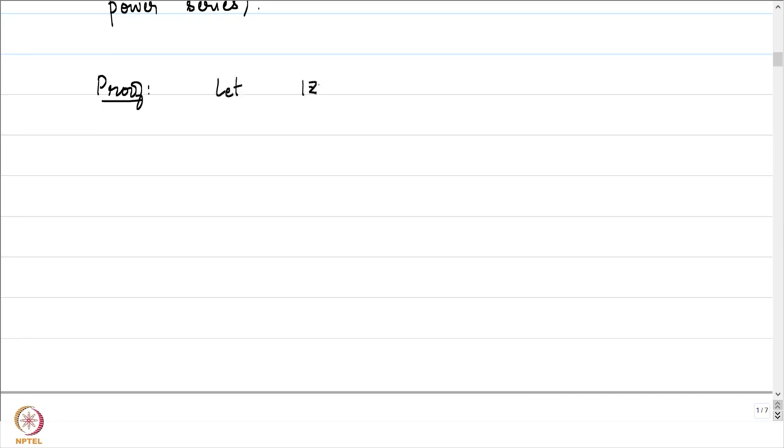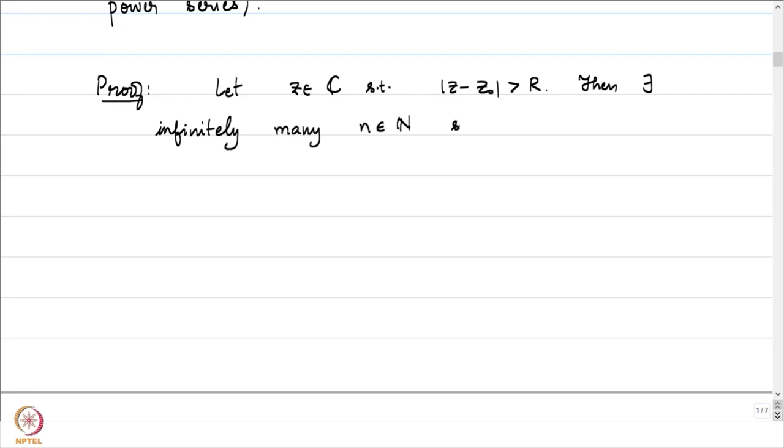Let z be a point in C such that mod of z minus z0 is greater than capital R. Now, the fact that mod of z minus z0 is greater than capital R, and the fact that R is the lim inf of mod a_n to the power minus 1 by n, tells us that there exist infinitely many natural numbers n such that mod a_n to the power minus 1 by n is less than mod z minus z0. Let's see what happens if that is not the case.